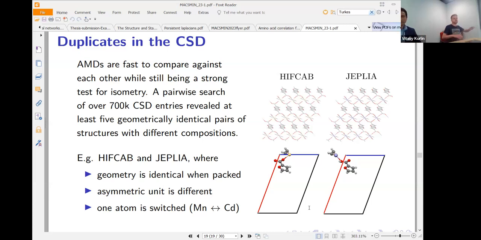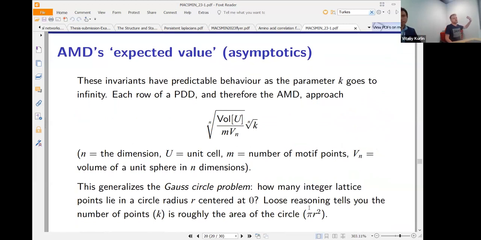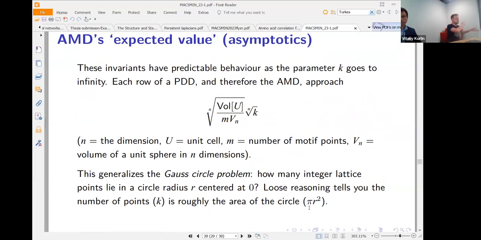I'll briefly introduce this because it appears on our maps. We can actually get a result on how the AMD and the PDD behave as k gets really big. It becomes a cube root in three dimensions and an n-th root in n dimensions. So that formula there is what the AMD eventually approaches, in the form of a constant times a root of k. This is a vast generalization of the Gauss circle problem. You can probably derive that little formula yourself in five minutes if you think about it just a little bit. Basically, a big sphere contains lots of unit cells and you can count them.